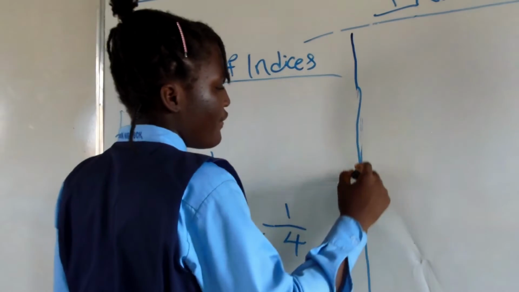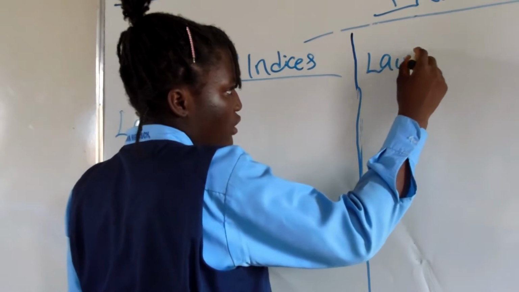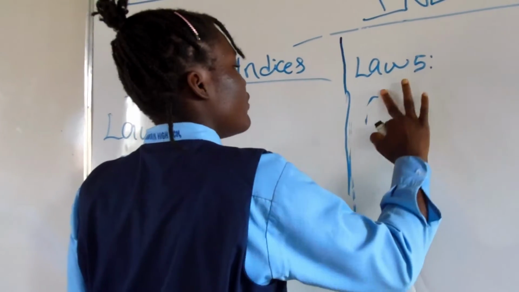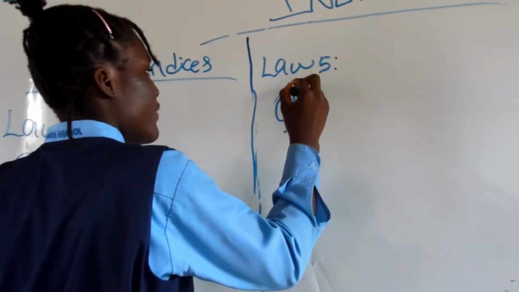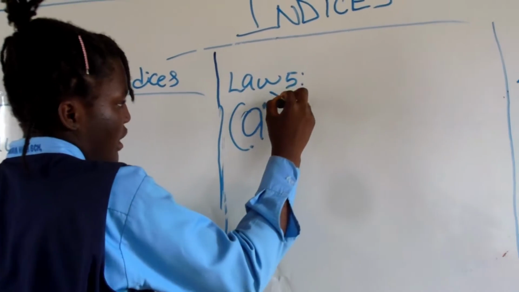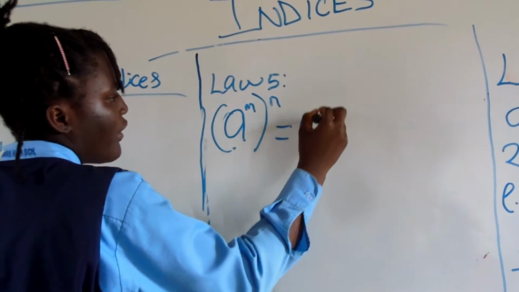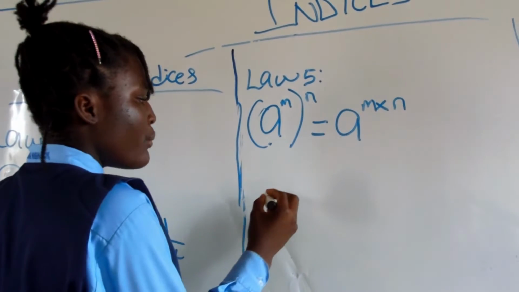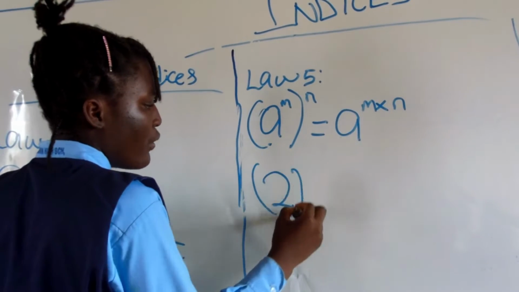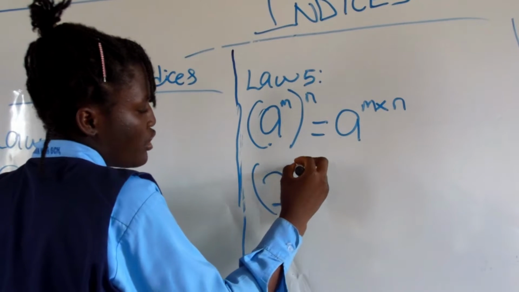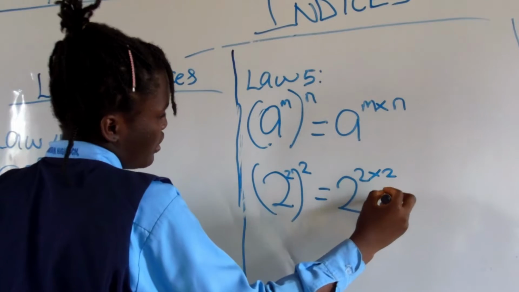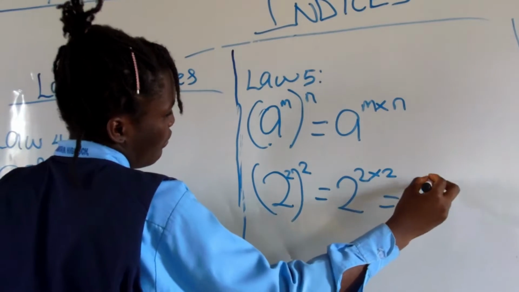Law 5. This is the bracket law. It states that if a to the power of m is in the bracket and n is outside, it is equal to a to the power of m times n. So for example, if we have 2 to the power of 2, all raised to the power of 2, it is equal to 2 to the power of 2 times 2, which is equal to 2 to the power of 4.